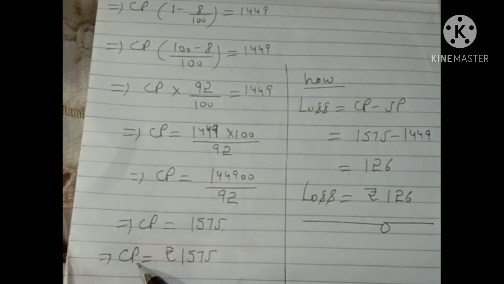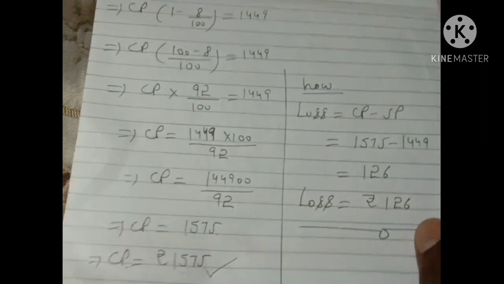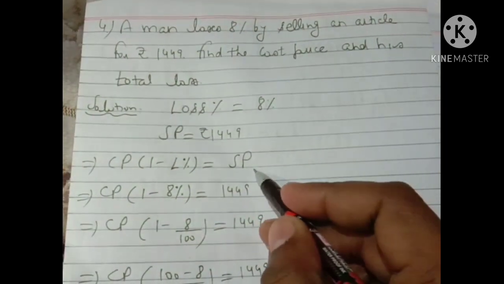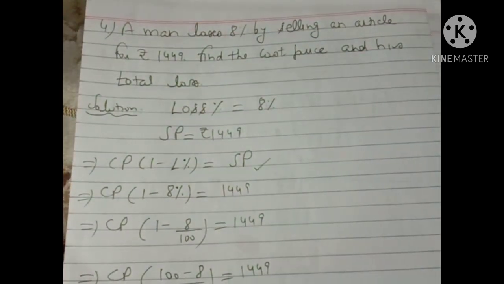So in this case the cost price is rupees 1575. Means in this way we can find out the value by applying this formula, that is CP into 1 minus loss percentage is equal to SP.